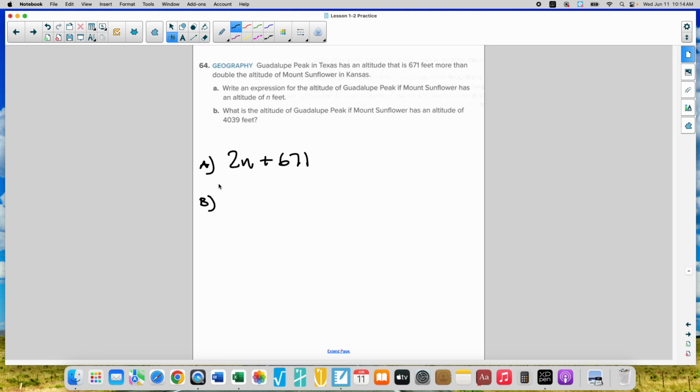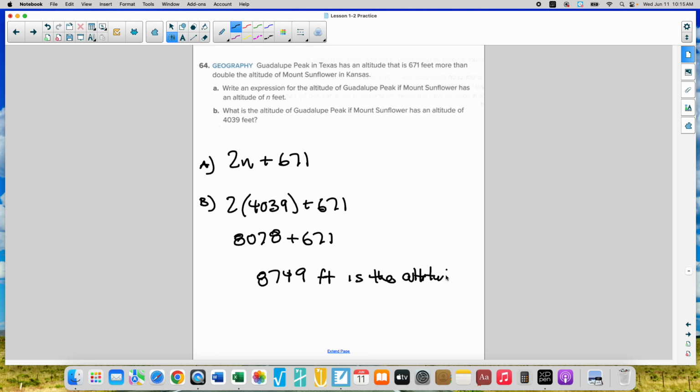And then if Mount Sunflower is 4,039, plus 671, let's double that, 8,078 plus 671, which is 8,749 feet. That is the altitude of Guadalupe Peak.